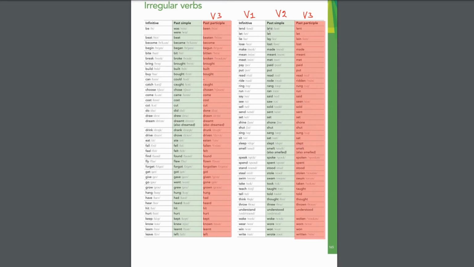So we need to memorize or learn them. Okay.